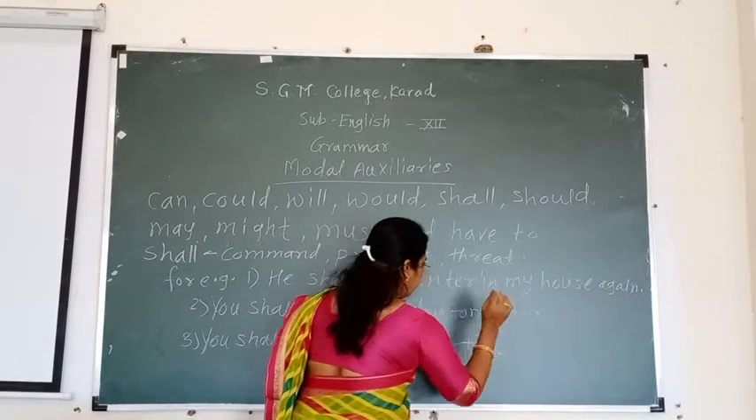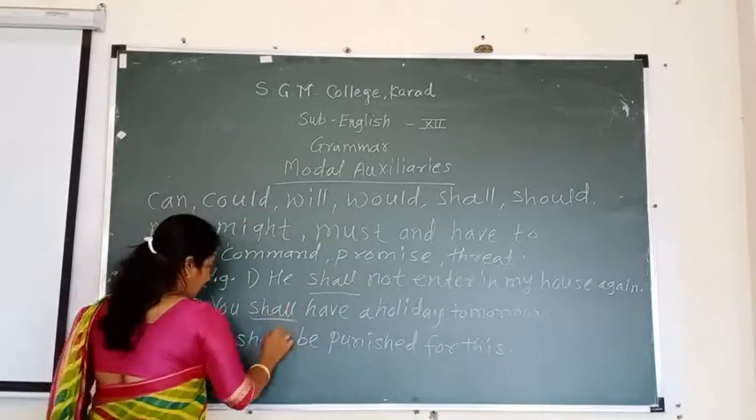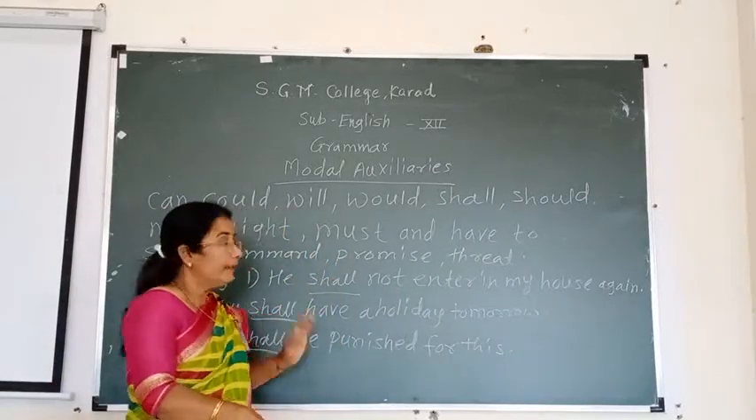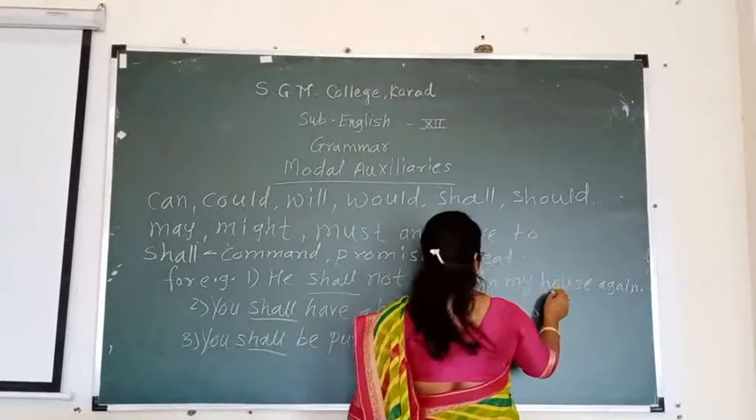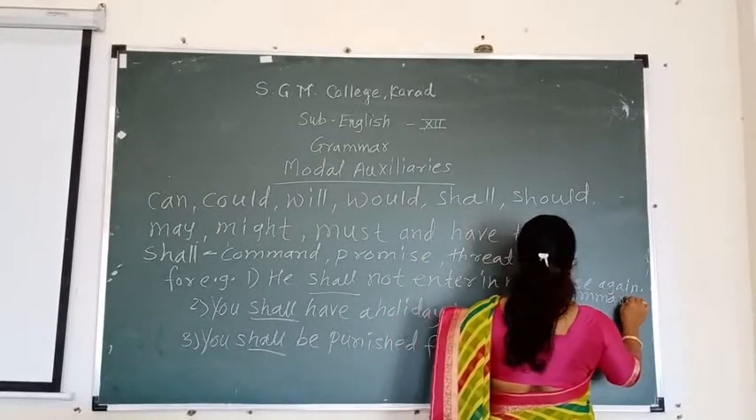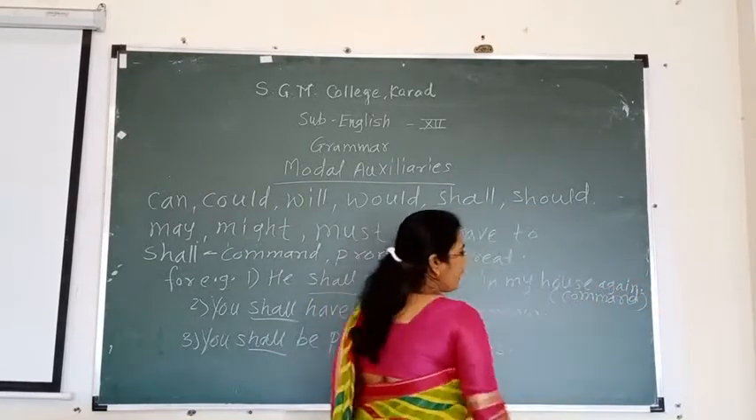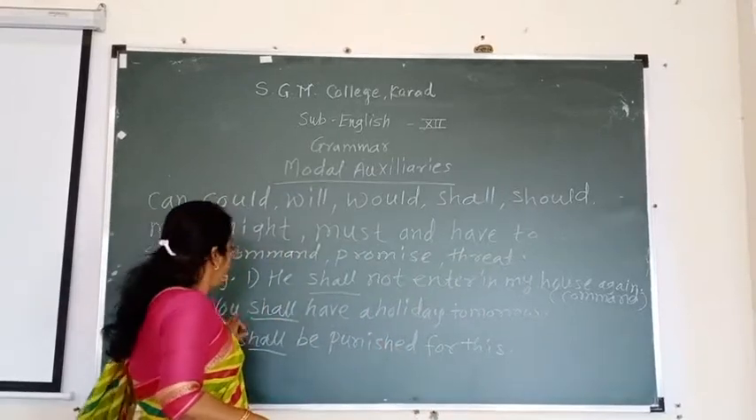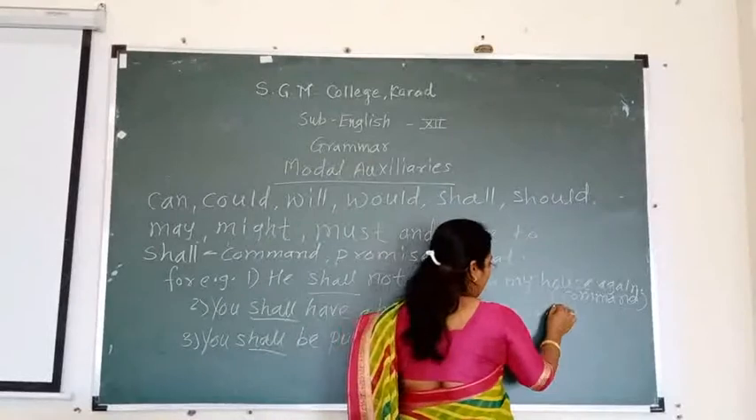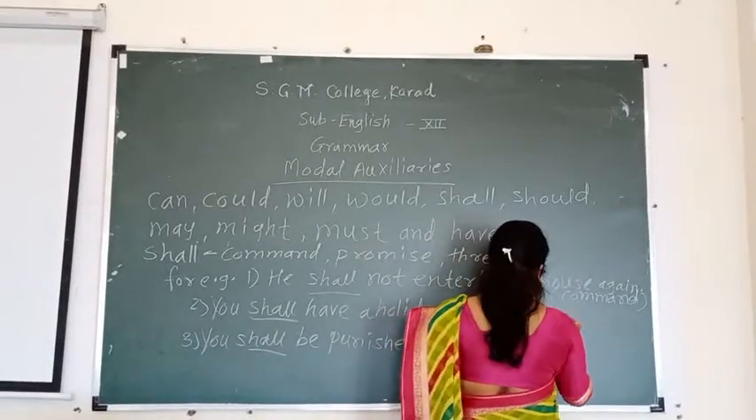In these three sentences, we see that modal auxiliary shall is used. In the first sentence, he shall not enter in my house again. It is the command. In the first sentence, shall is used to express command, and in the second, you shall have a holiday tomorrow. It is the promise to someone, you shall surely get a holiday tomorrow. So it is a promise.